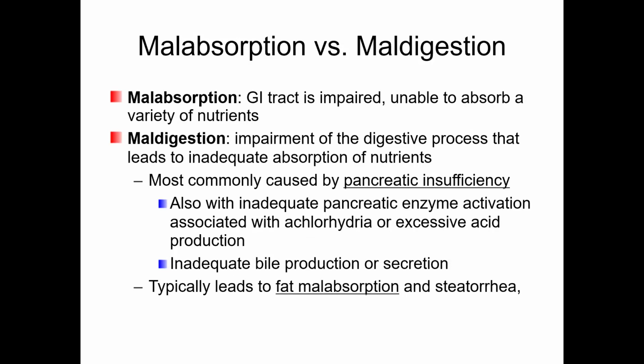Malabsorption versus maldigestion. In malabsorption, the GI tract is impaired and it's unable to absorb a variety of nutrients. While in maldigestion, there's something wrong with the digestive process that leads to an inadequate absorption of nutrients. Most commonly caused by pancreatic insufficiency, also inadequate pancreatic enzyme activation associated with achlorhydria or excessive acid production, or inadequate bile production or secretion. It typically leads to fat malabsorption and steatorrhea. If the fat's not absorbed, then it's released in the stool.